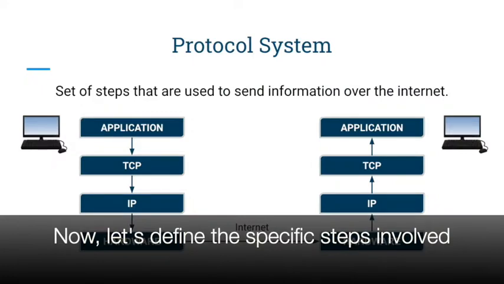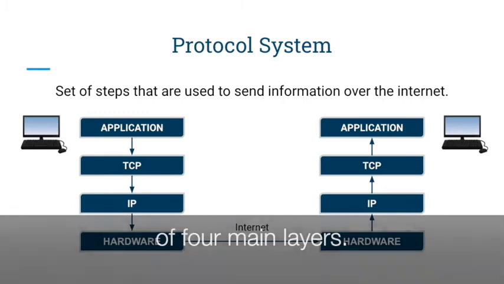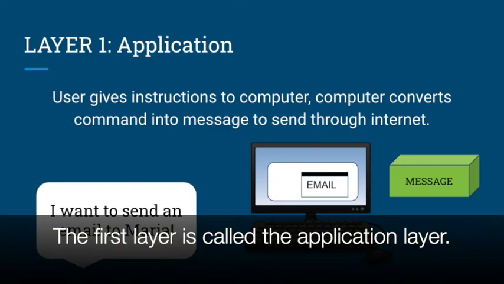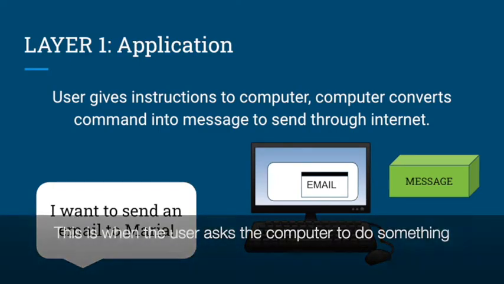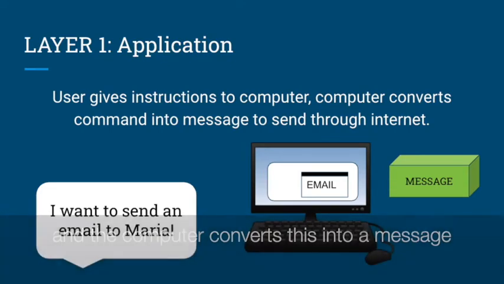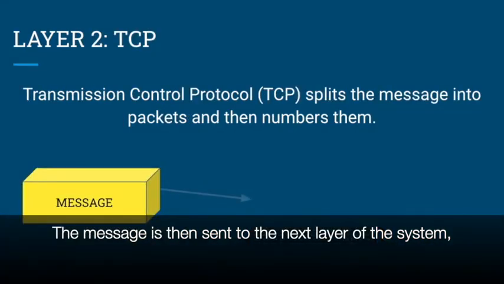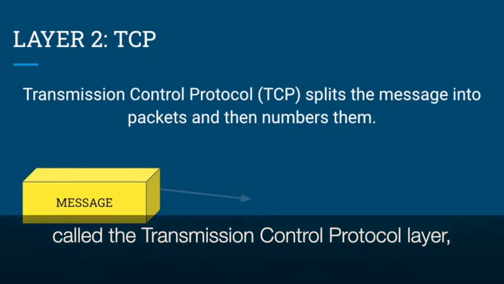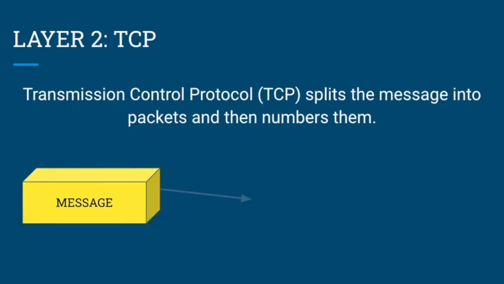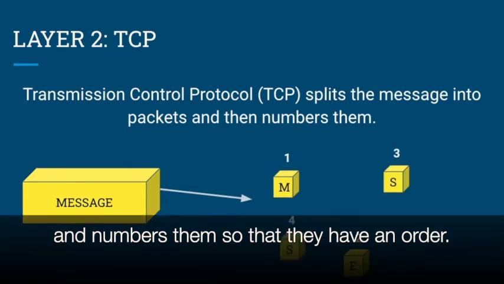Now, let's define the specific steps involved with the protocol system, which is made up of 4 main layers. The first layer is called the application layer. This is when the user asks the computer to do something, and the computer converts this into a message to transport over the internet. The message is then sent to the next layer of the system, called the Transmission Control Protocol layer, or TCP. This is the step that splits data into packets and numbers them so that they have an order.